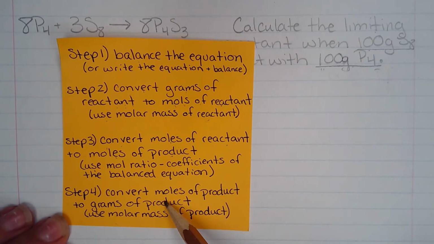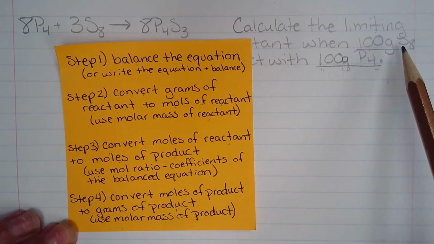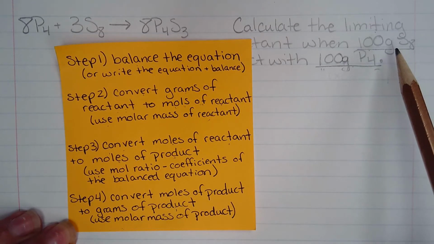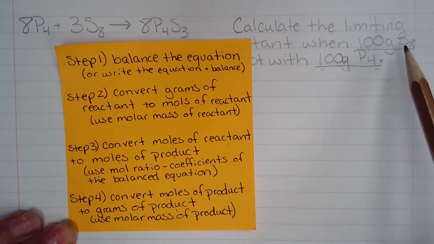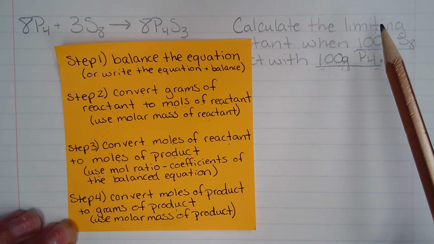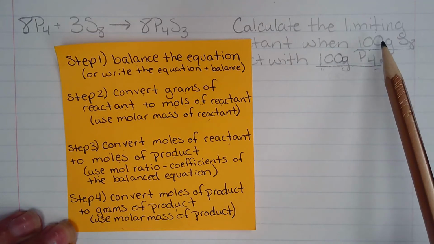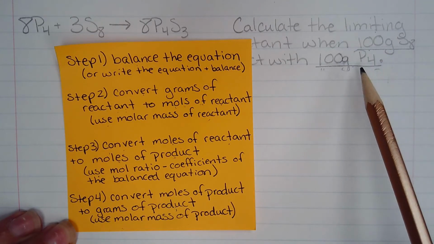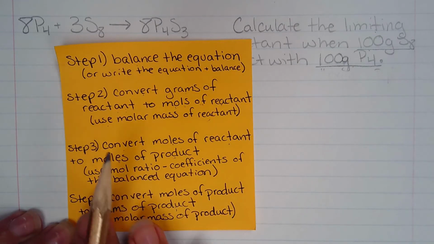So what we're going to do in this one is step 2. We're going to convert from grams of reactant to moles of reactant, and then we're going to convert from moles of reactant to moles of product. Whichever one of these two values results in less product is our limiting reactant. Whichever one, 100 grams of S8 or 100 grams of P4, results in less product is our limiting reactant. So let's go ahead and get started.